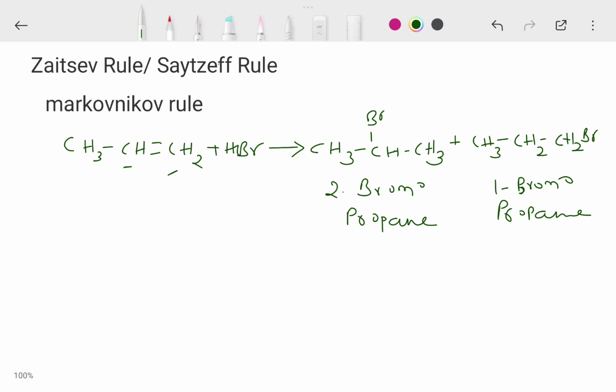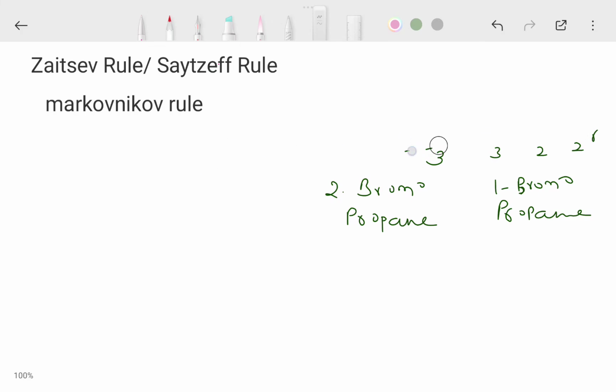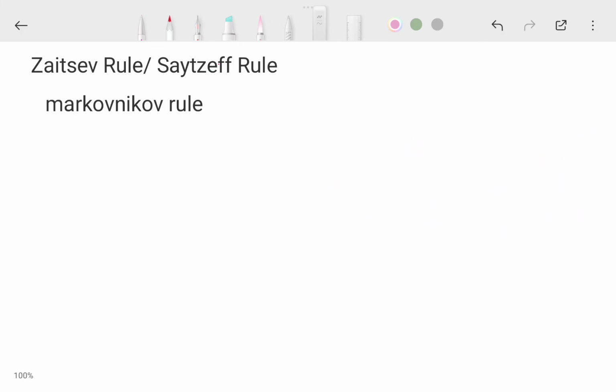According to Markovnikov rule, 2-bromopropane is the major product. This is majorly formed. This is the Markovnikov rule. And the next one is the anti-Markovnikov rule.